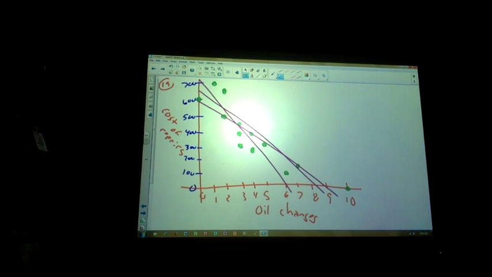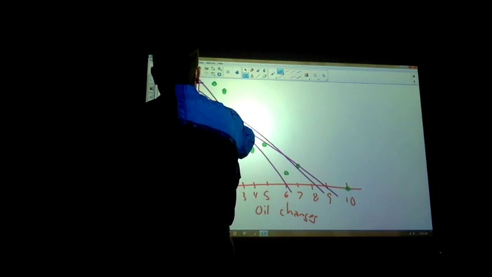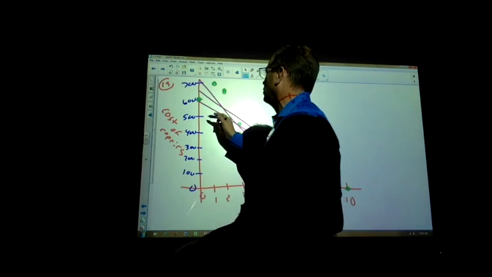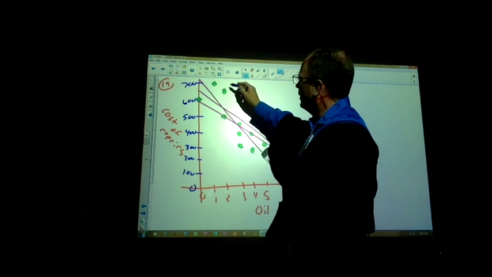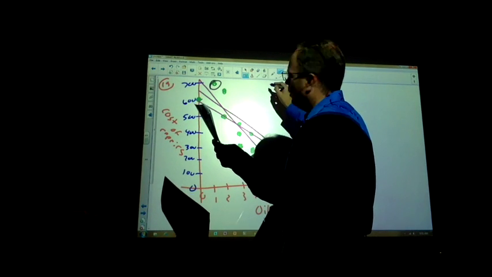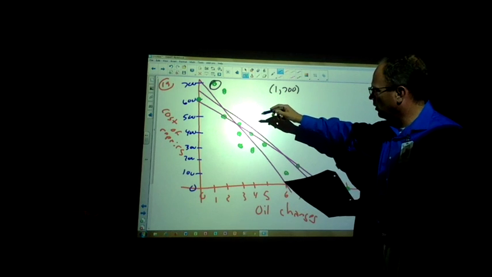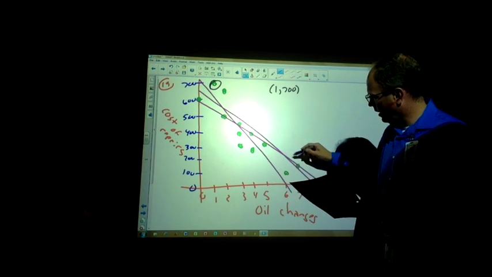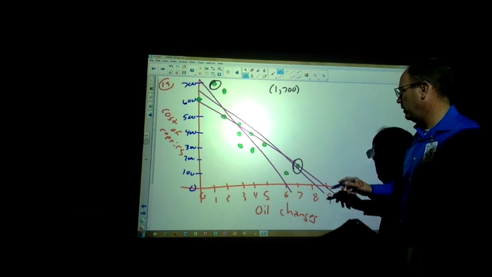Now, here's one that people might think is the best method. Let's choose the 2 points that land on the x or the y-axis. I don't know if that's the best choice or not. That's kind of an outlier a little bit. 600 to 10. Maybe pick that point, which was 1 comma 700, and go to 7 comma 150.